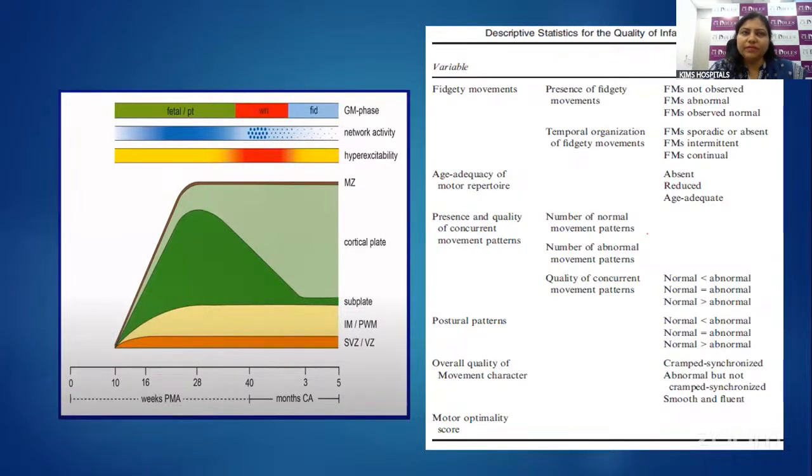So I think there is no online teaching, but offline it is available. You can get trained in general movement assessment.